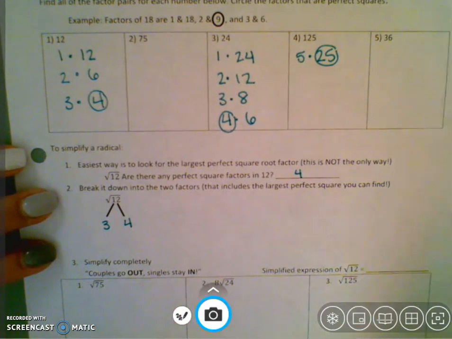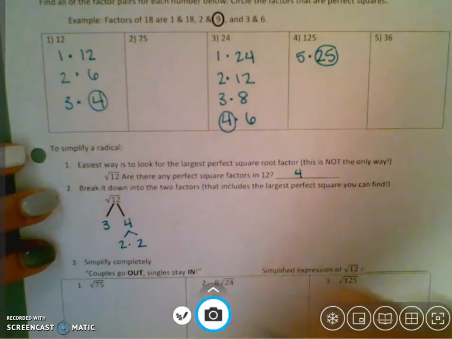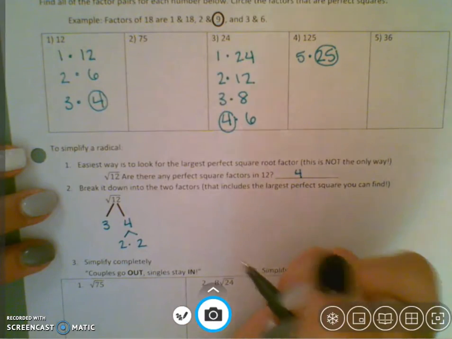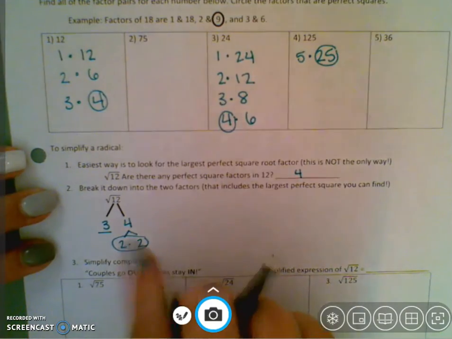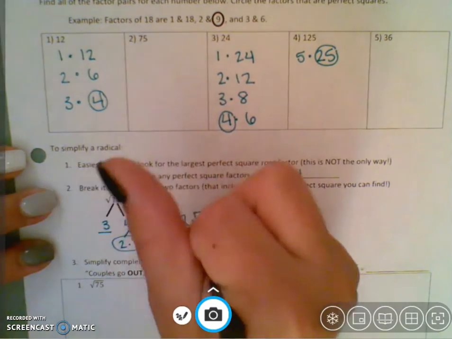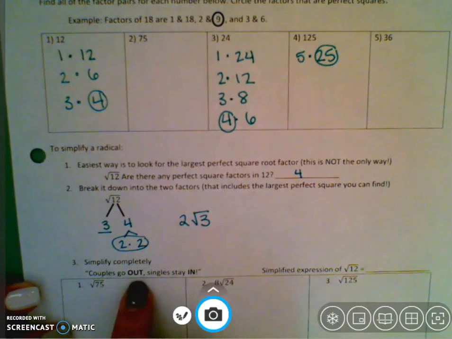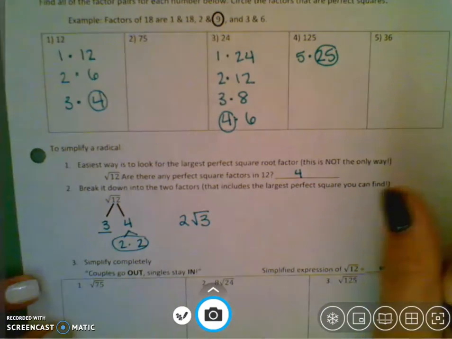And when you do this, 4 is a perfect square, so it breaks down as 2 times 2. And when you're doing these, you are pairing them up. So I have a pair of 2's, and then I have a single 3. So the square root of 12 is going to break down to 2 square root of 3. So that's the step we just did. Couples go out, singles stay in. So the simplified radical expression for the square root of 12 is 2 square root of 3.